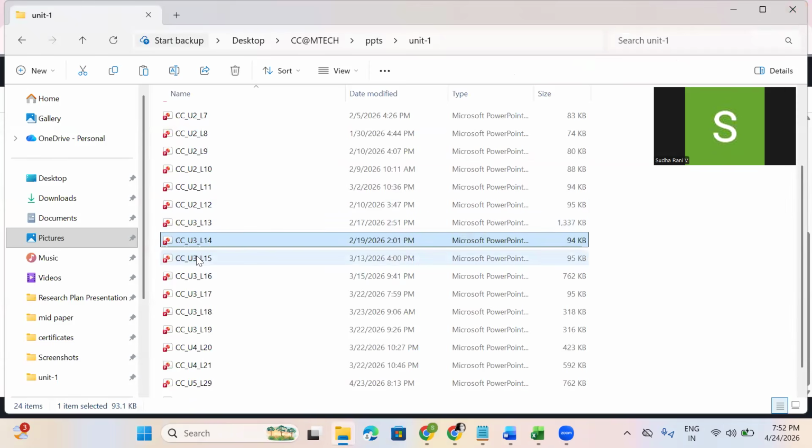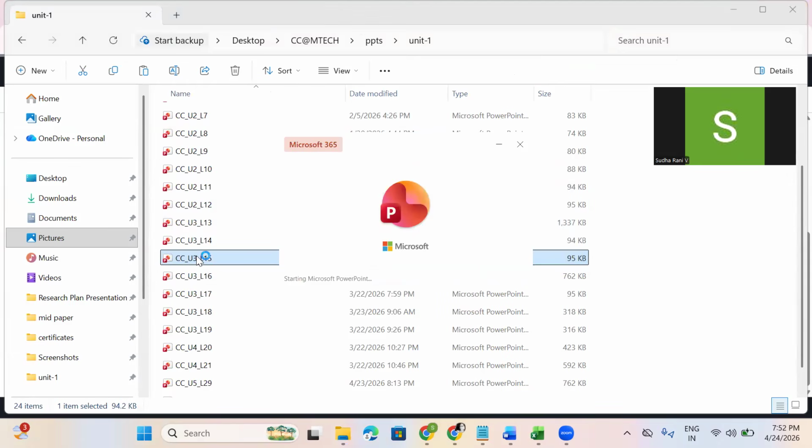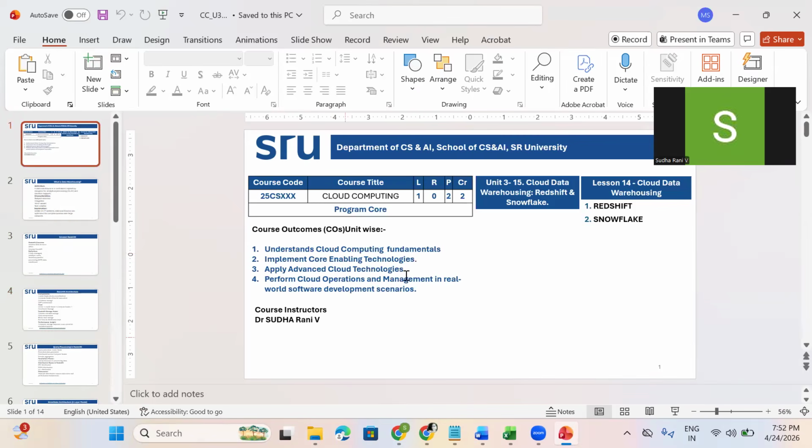Now let us go with the topic of cloud data warehousing. Up to now we have seen the different types of cloud databases. Now let us go and discuss the cloud data warehouse.